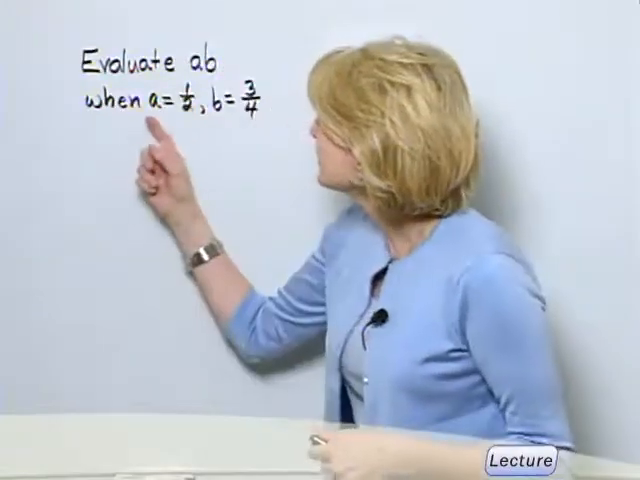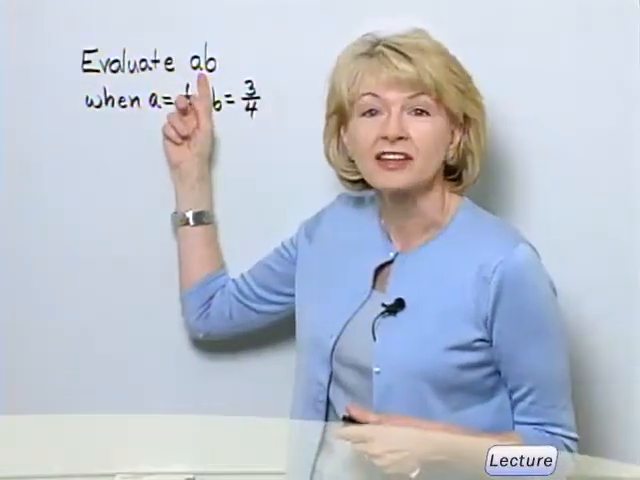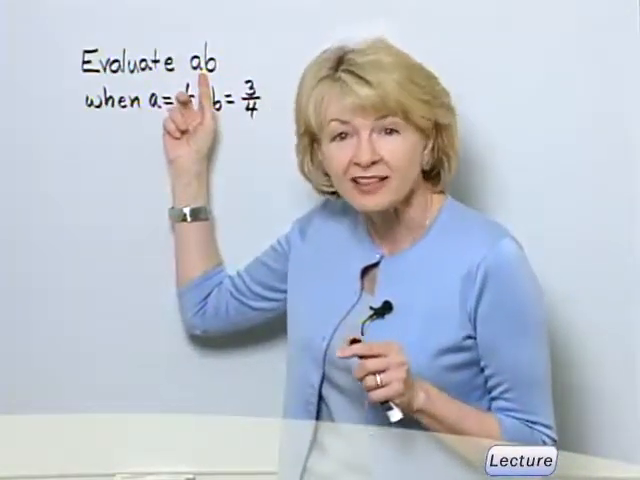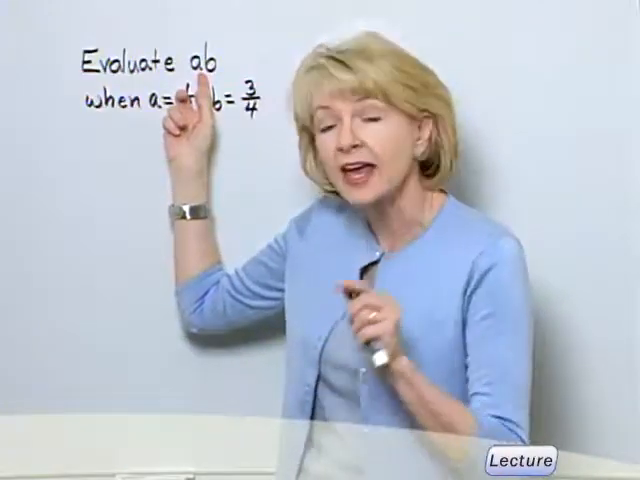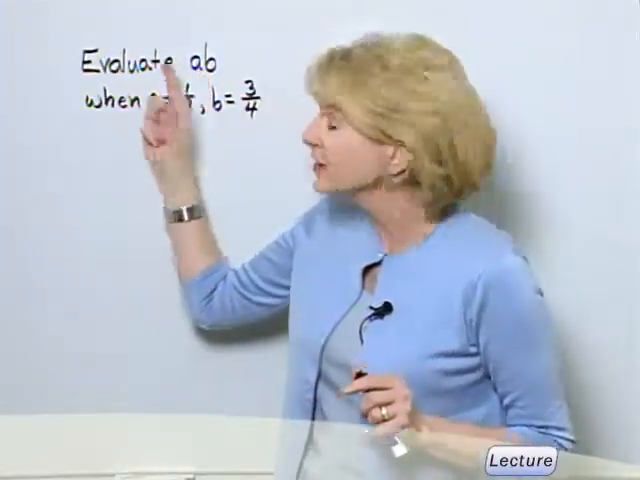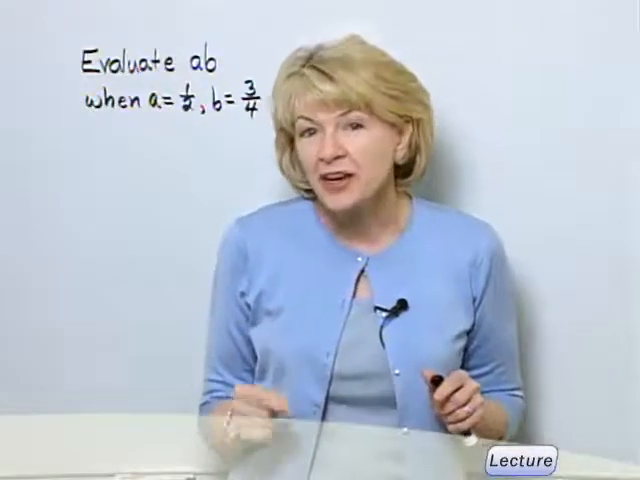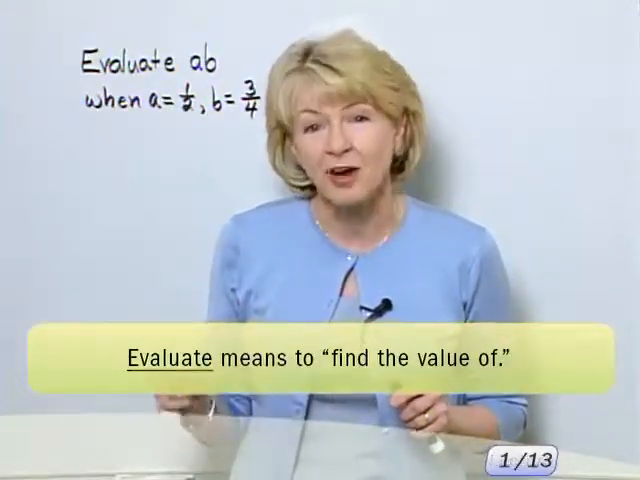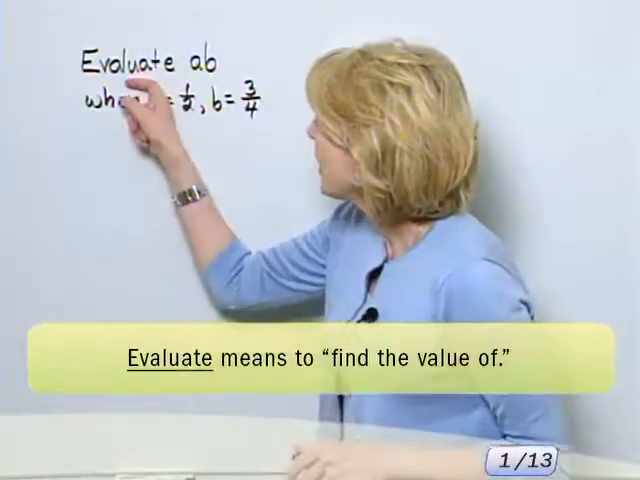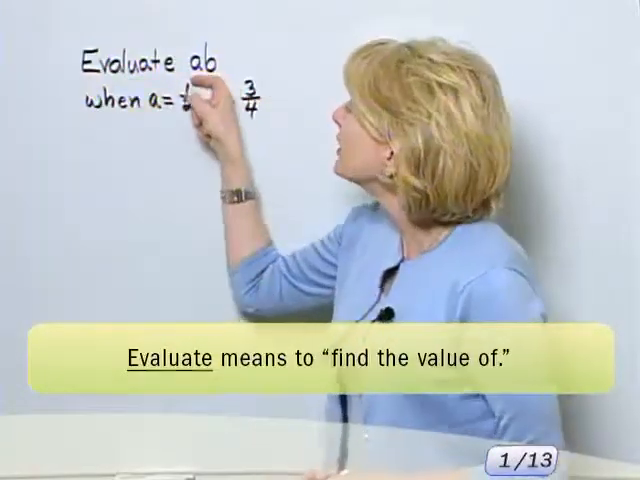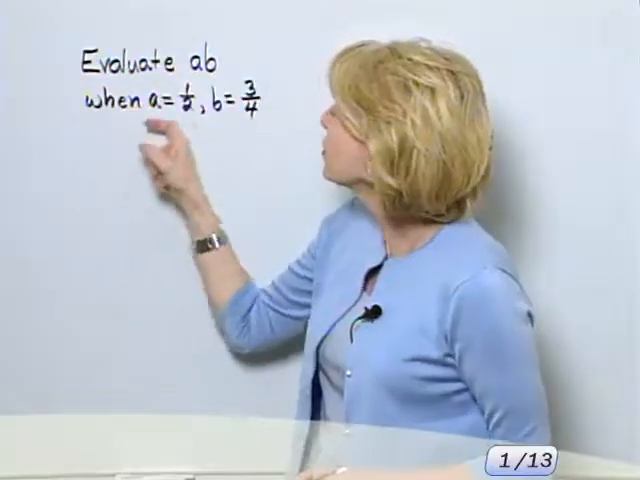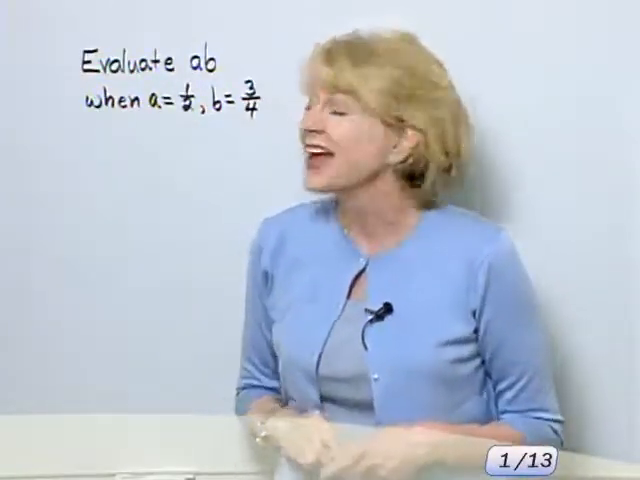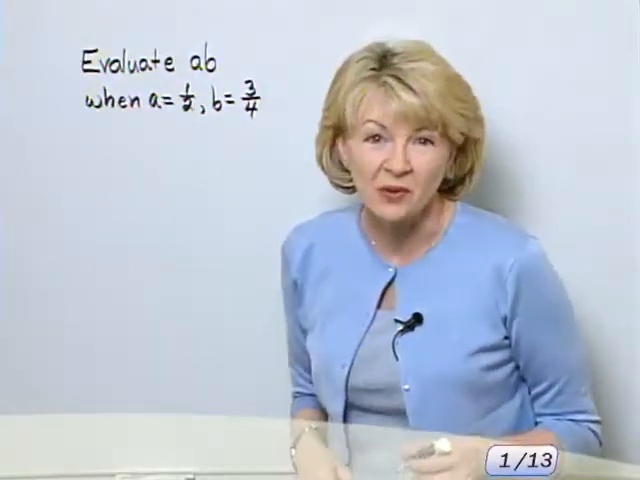So this is an algebraic expression. AB is an algebraic expression. Remember, that means A times B. By the way, what does evaluate mean? Evaluate means find the value of. So let's evaluate, let's find the value of this algebraic expression when A is 1/2 and B is 3/4.